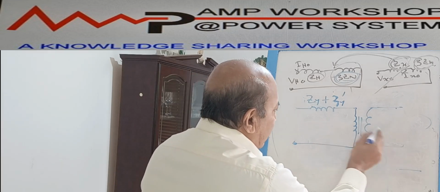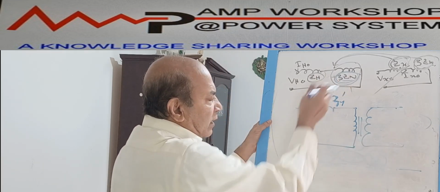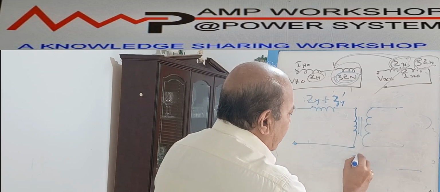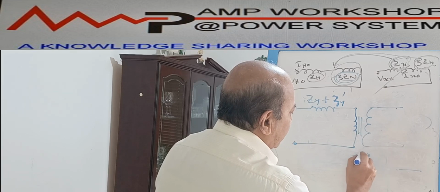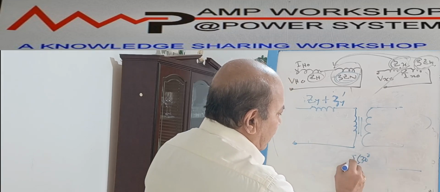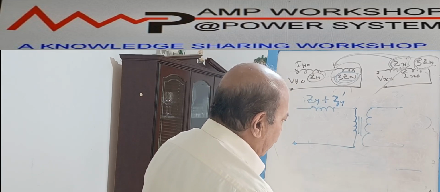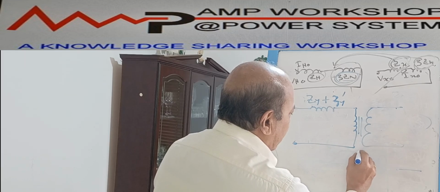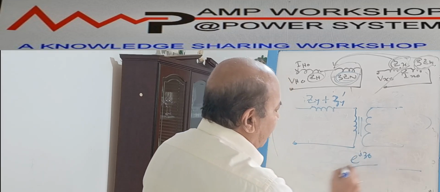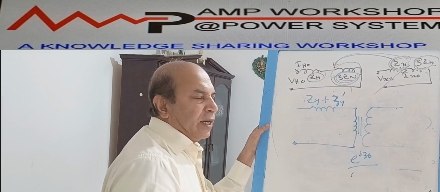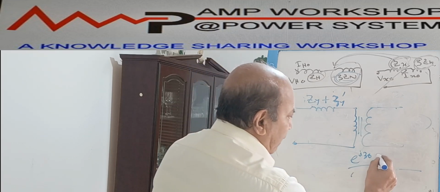Now between this primary and secondary, there is a phase difference. We have seen 30 degree. So 30 degree phase difference means what we can write? j30. J 30 degree means it is e to the power j30, e to the power j theta, with theta 30 degree. That is the phase difference between primary and secondary, which we have shown in the vector diagram.